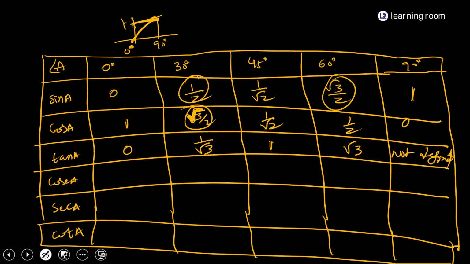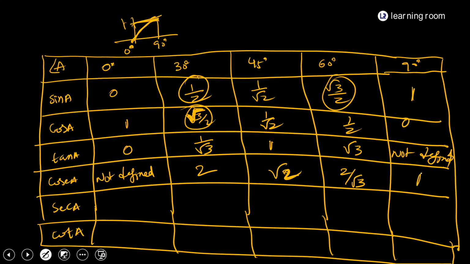So cosecant will be 1 by sine. So 1 by 0 is not defined. Here 1 by 1 by 2 will be 2. 1 by 1 by root 2 will be root 2. 1 by root 3 by 2, you just need to reverse it. Root 3 by 2, if you reverse it, 2 by root 3. 1 by root 2 reversed, root 2. 1 by 2 reversed, 2. Okay, 2 by root 3. If you reverse 1, it will be 1 only.